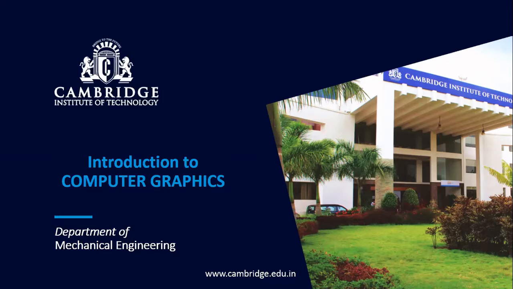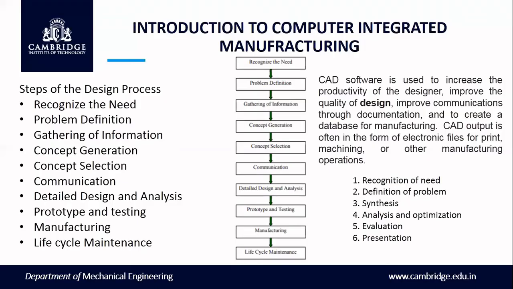Now, what is the basic procedure in a conventional design process? The conventional design process includes recognition of need, definition of problem, synthesis, analysis, evaluation, and presentation. The same thing I am going to explain here: recognition of need, problem definition, gathering of information, concept generation, concept selection, communication, detailed design and analysis, prototype and testing, manufacturing, life cycle maintenance. There are n number of things. And here the basic design process is there also.